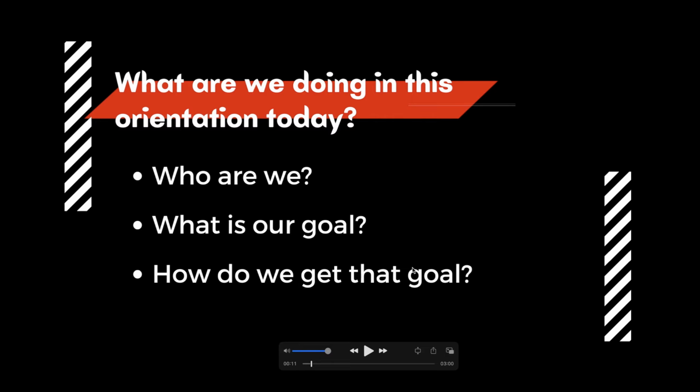So what exactly are we doing in this orientation today? We're going to keep this very simple. There are three broad questions that you will need answered in this orientation, which will help you understand what this team is. The first question is, who are we? The second is, what is our goal? And third is, how do we achieve that? What is the methodology we use? What are departments, etc. But let's move on to the first question. Who are we?